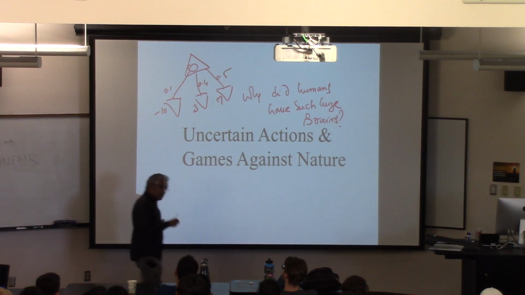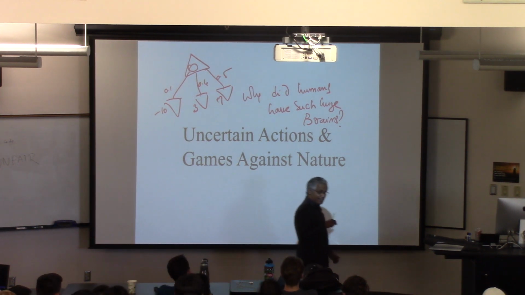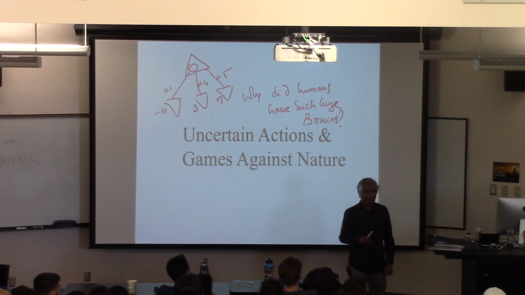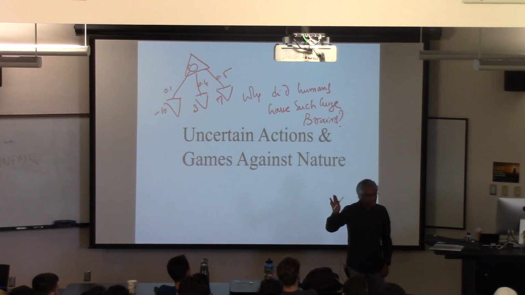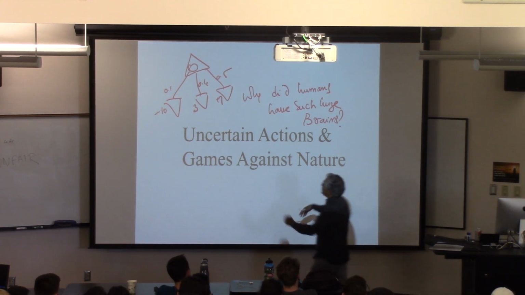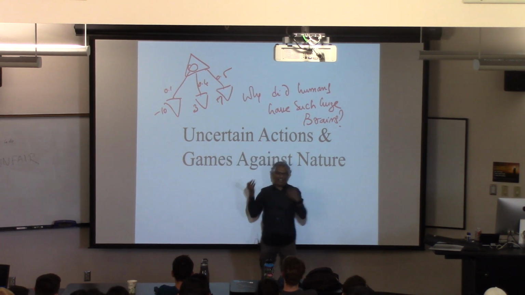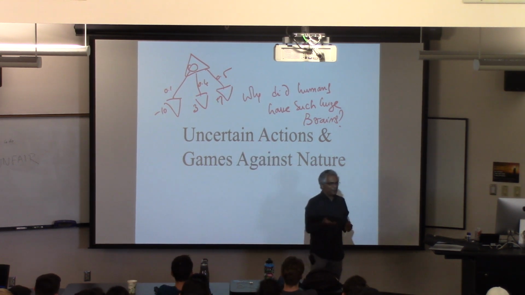Which is why taking min when you're playing a game against nature is being paranoid. There is no such thing as being paranoid with people. Whatever paranoia you have, they are worse than that. They do even worse things to you. With nature, even though these probabilities are there, if you think, oh no, that's for normal people, I'm such an unlucky person, minus 10 will happen to me, you're being paranoid.